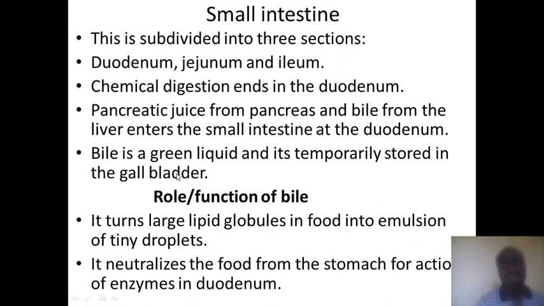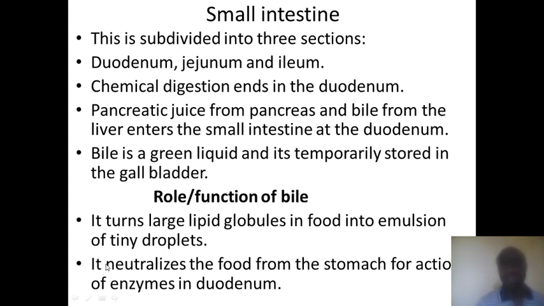This bile has two main functions. One, it turns the large lipid globules in food into emulsions of tiny droplets. In other words, it converts the large lipid particles into smaller particles so that enzymes can easily act on them. As the particles become smaller, the surface area becomes bigger for the enzymes to act.